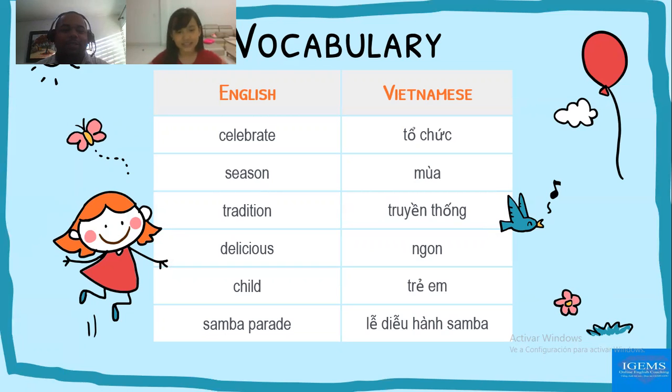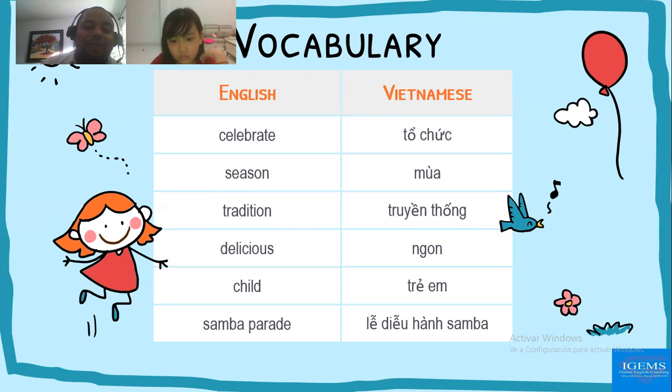Season. Season. What season is it today? How do you say that in Vietnamese? Okay. So after season, we have tradition. Tradition. Okay. And then after this, we have delicious. It's pronounced delicious. Remember this. Delicious, very easy to speak. Okay, so let's continue. And then we have the next one. That is child. Child, that is correct.